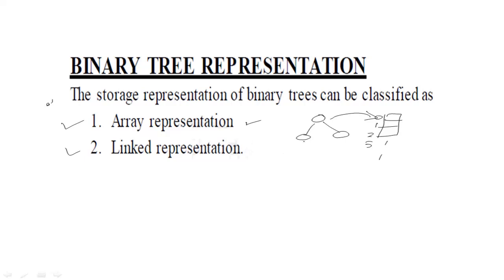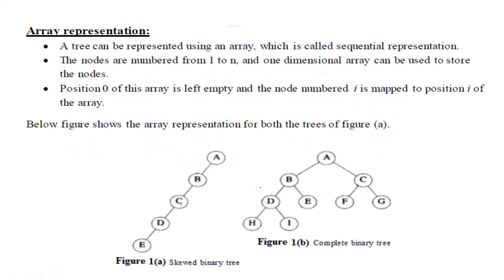Second is the linked list. If this is a tree, I can save the tree in the form of a linked list. You know what a linked list is: it is a collection of nodes. I can have some nodes connected to each other, something like this. That is linked representation. Let us discuss these two things in today's discussion. So first is array representation.